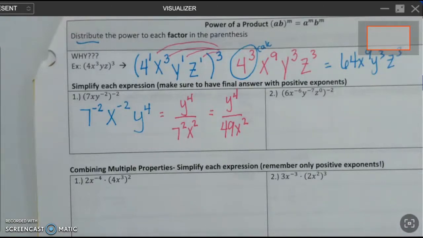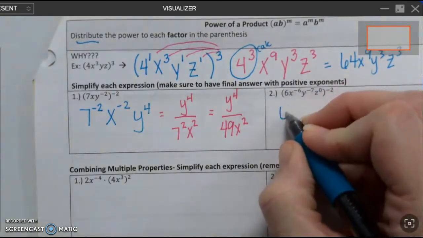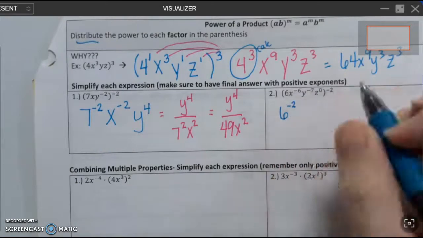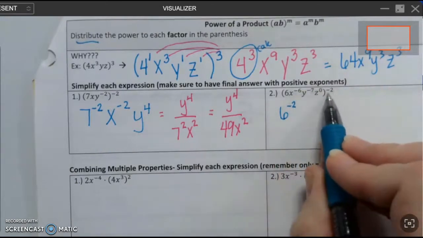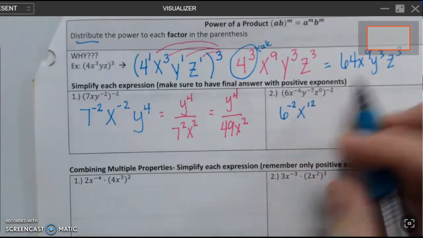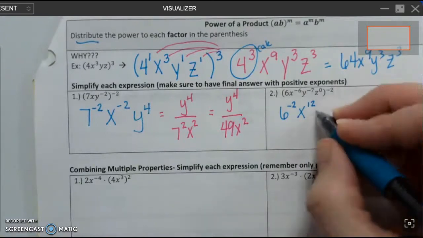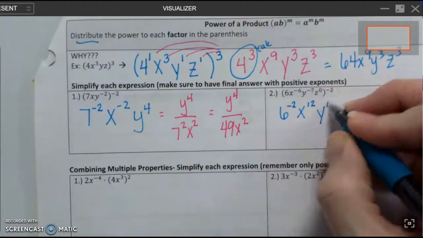Try that one more time, still giving a -2 exponent here to each one of the parts inside the parentheses. So my number 6 is going to get a -2. Then I'll multiply -6 times -2, which is x to the 12th. -7 times -2 is y to the 14th.